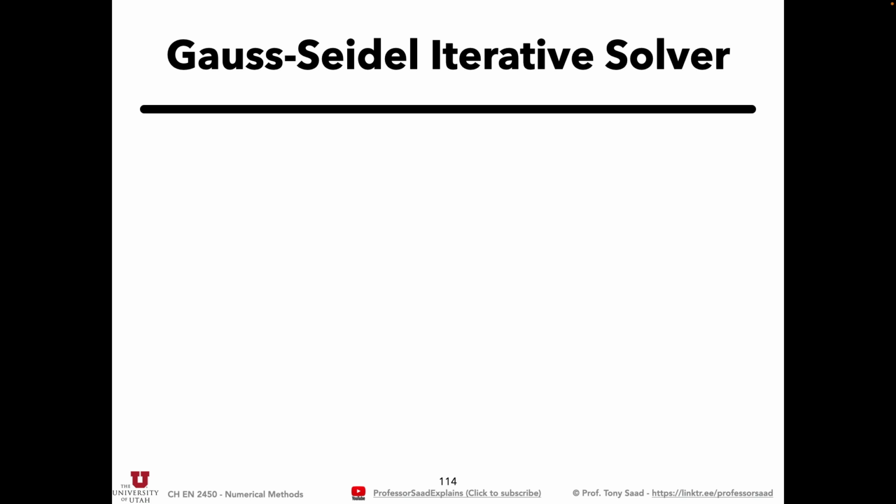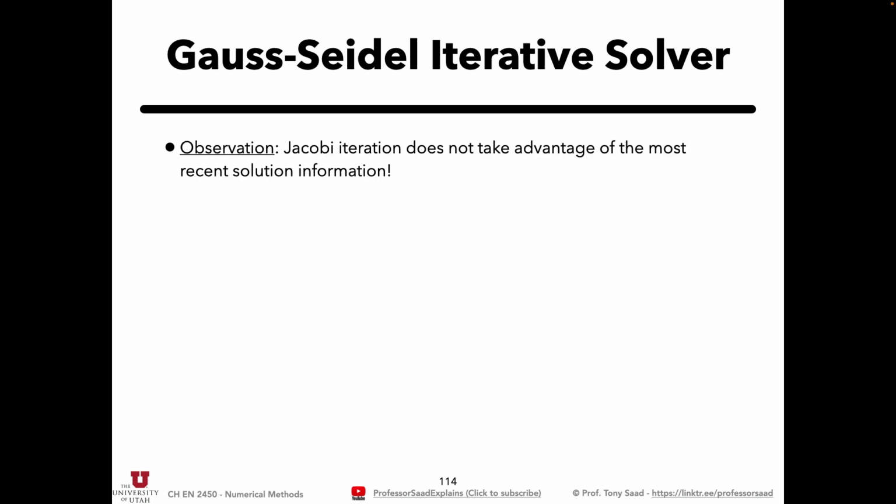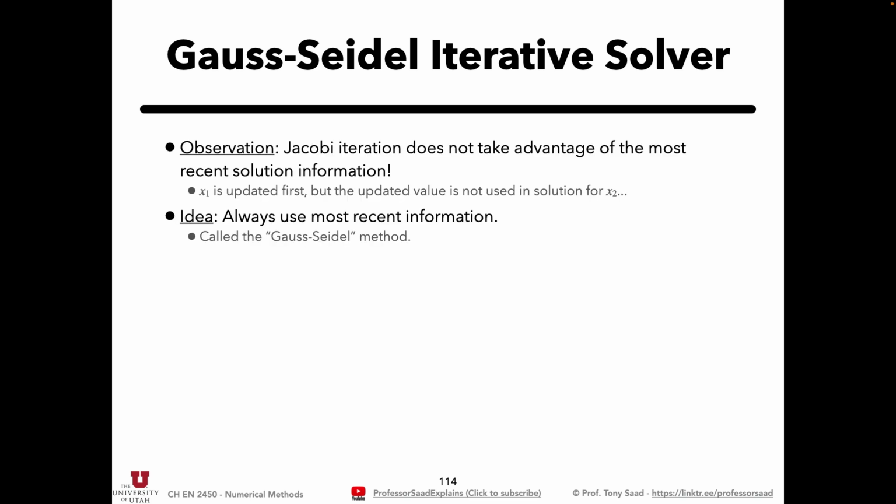You do that, you cut your number of iterations by half. Just this little thing, you cut it by half. You go from 100 iterations to 50. Just that little thing, thinking differently about it. Okay? So that's called the Gauss-Seidel iterative solver.